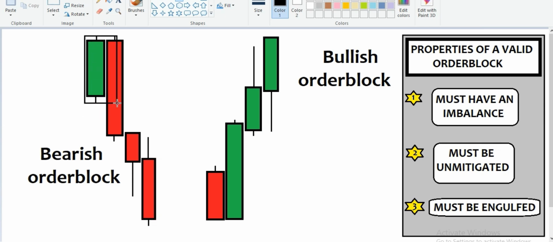You are going to draw it and extend that rectangle to the future, to the front, because price continues printing candles forward.